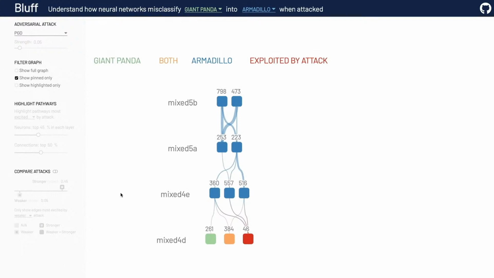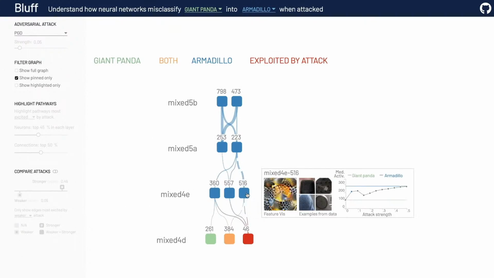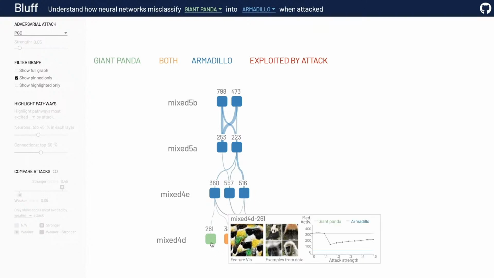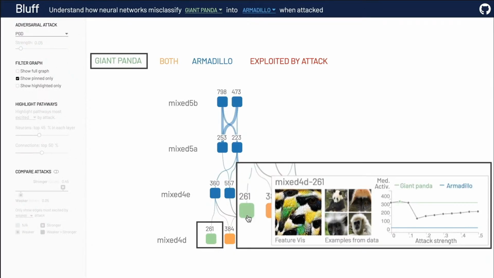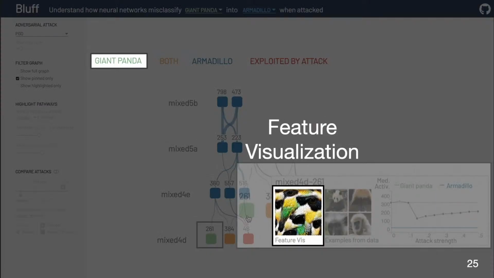Here, each vertex represents a neuron. When hovering over a neuron, Bluff shows the detailed information of the neuron. The detail view for a neuron shows a feature visualization and example data that visualize what feature the neuron is detecting. For example, for giant panda images, this neuron looks for faces of animals that have white fur and dark eyes. Feature visualization is a synthesized image that maximizes the corresponding neuron's activation.